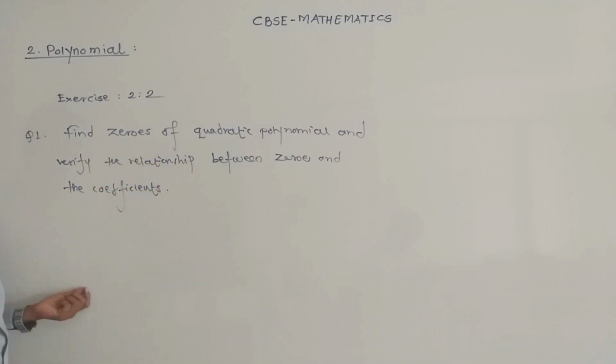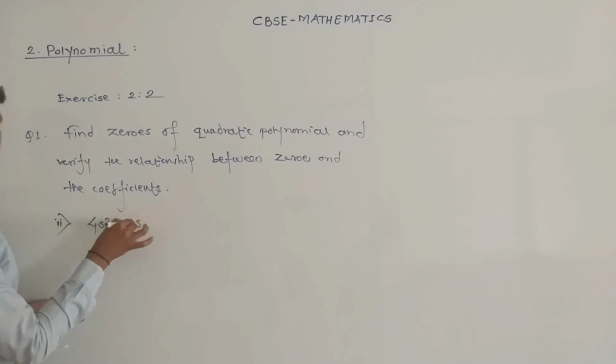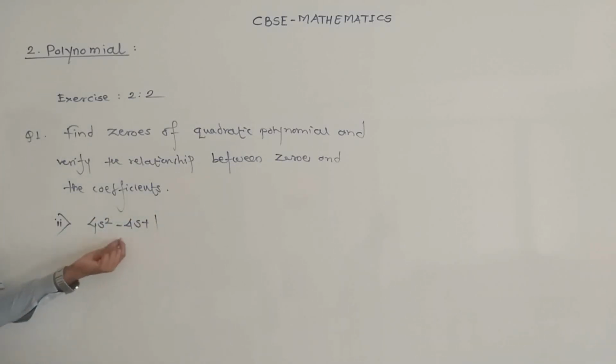Now the first question is find the zeros of quadratic polynomial and verify the relationship between zeros and the coefficients. First we have to find the zeros of a given quadratic polynomial. So sub question second is 4s square minus 4s plus 1. Find the zeros of quadratic polynomial 4s square minus 4s plus 1 and verify the relationships.